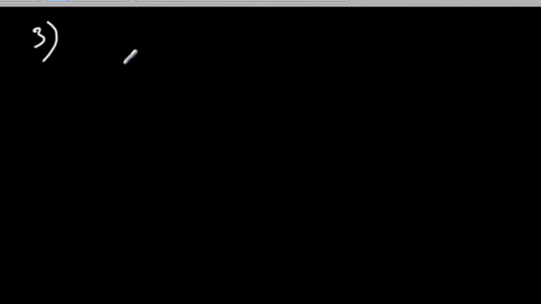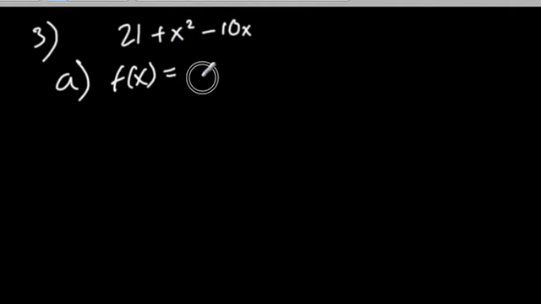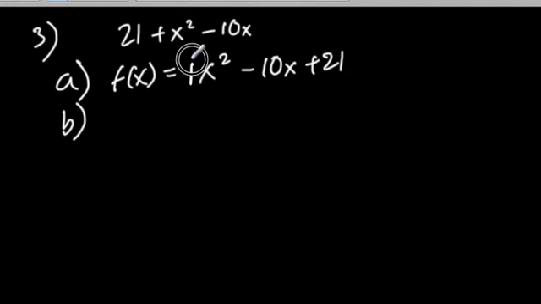Number 3. Number 3 is 21 plus x squared minus 10x. So 21 plus x squared minus 10x. Yeah, that's right. So let's do A. A says rearrange it. So f of x, if we rearrange it, remember, start with the highest degree, which is x squared, and then the second one, in descending order, so minus 10x plus 21. So this is in standard form. B says find the vertical stretch. The vertical stretch right here is the coefficient in front of the x squared, so it's 1. C says find the y-intercept. Well, it's always the constant in standard form, so it's 21.